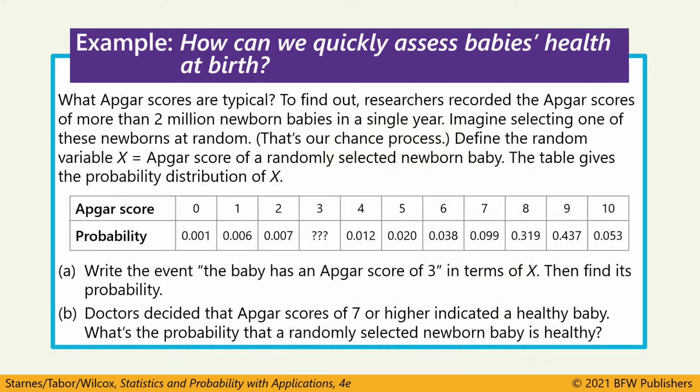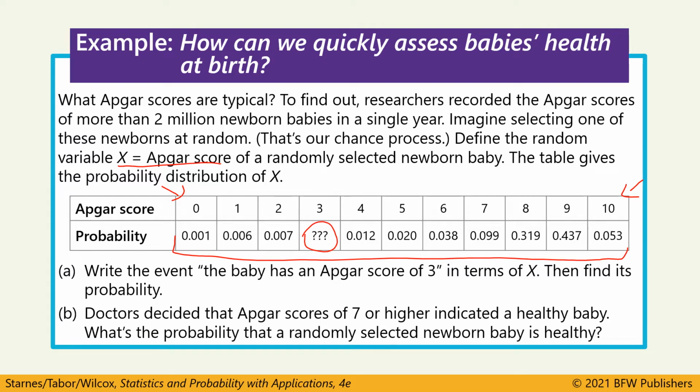In this next example, we're looking at Apgar scores, which are scores given to newborn babies assessing their health from 0 to 10, and they rely on variables such as breathing, skin color, heart rate, etc. Here we have a probability distribution with the random variable Apgar score. That's our x. Values range from 0 through 10. We have their associated probabilities down here, and note that one of these is missing.